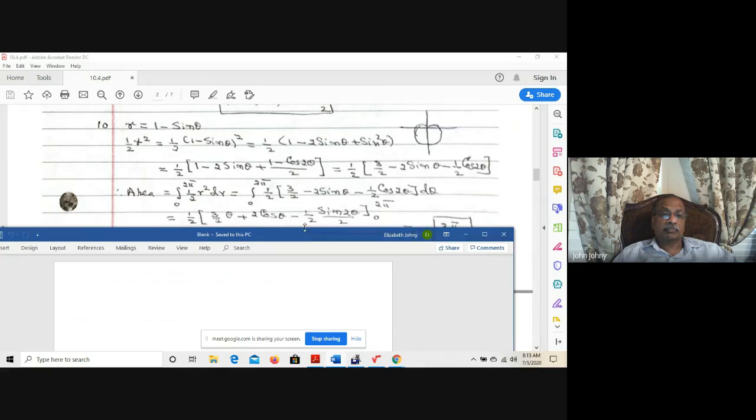Pull out the 1/2 times 3 over 2 theta plus 2 cos theta, because the antiderivative of sine theta is negative cos theta, so the two negatives make it a positive, minus 1/2 times the antiderivative of cos 2 theta, which is sine 2 theta over 2, from 0 to 2 pi. Now substitute the limits.